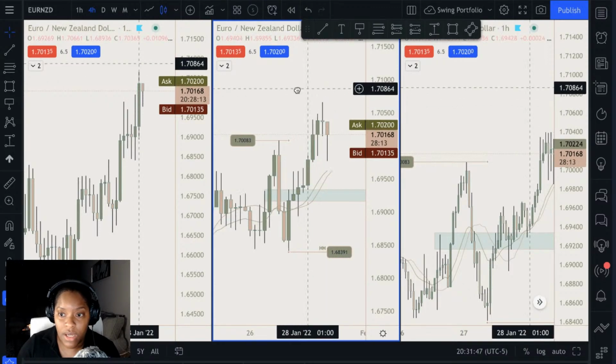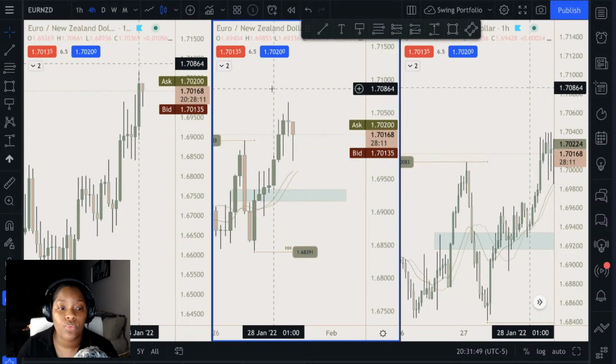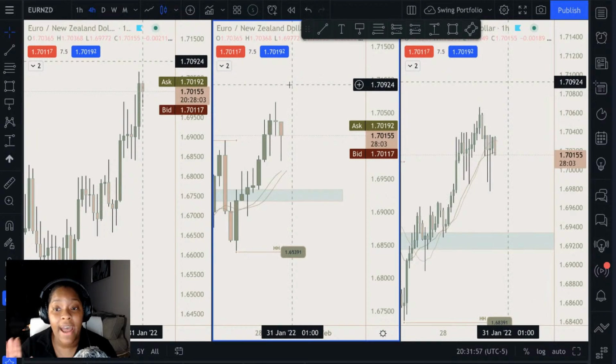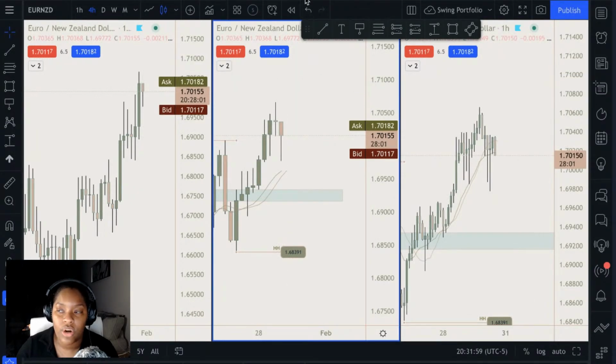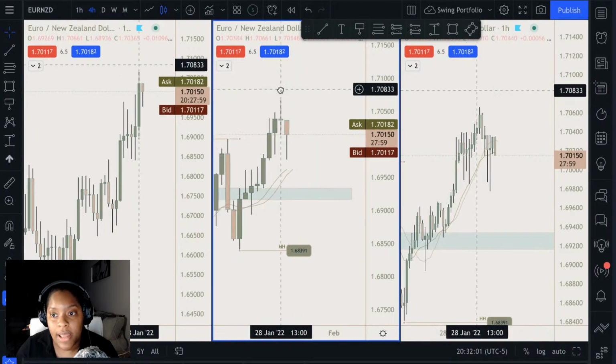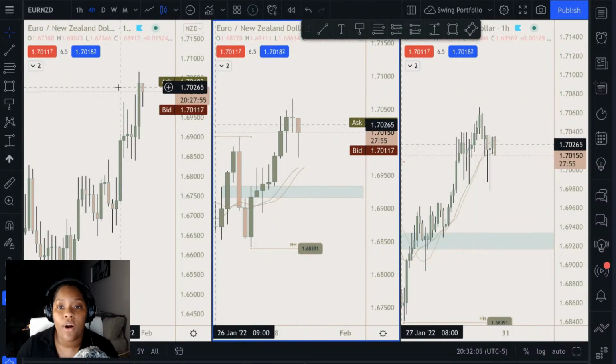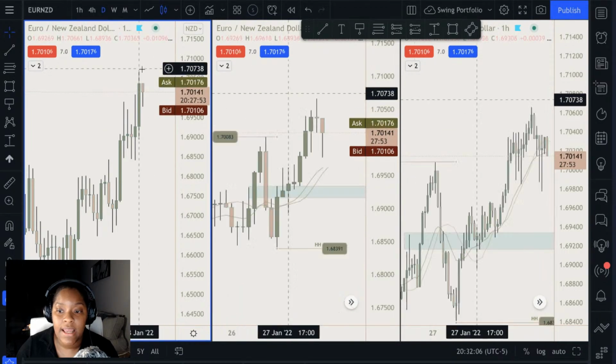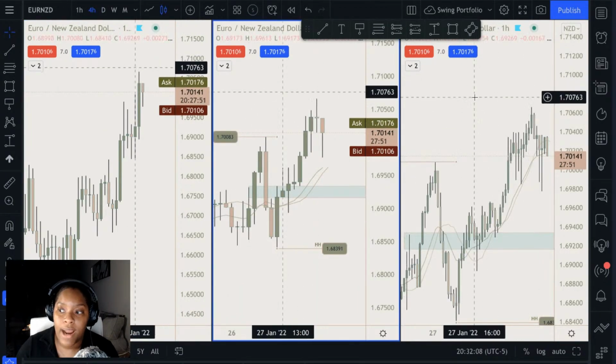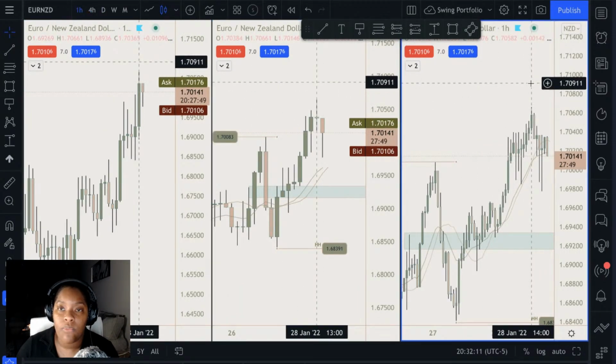Now, first one is going to be Euro New Zealand dollar. Now, I'm actually liking Euro New Zealand dollar. I don't really trade her often, but I like what she's showing. I'm liking her trend. So I have three screens up. If you're on Instagram, you probably only see two, but I have three chart layouts. So on my far left hand side, this is the daily. And then in the middle, this is the 4 hour. And then on my far right hand side, this is the 1 hour time frame.